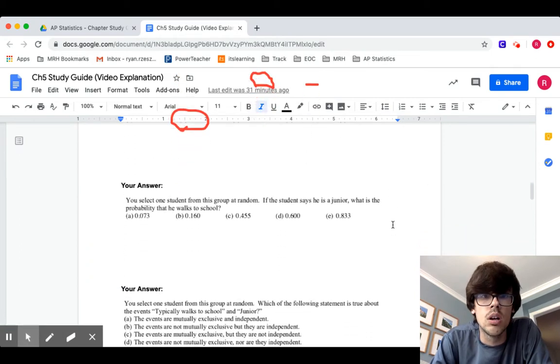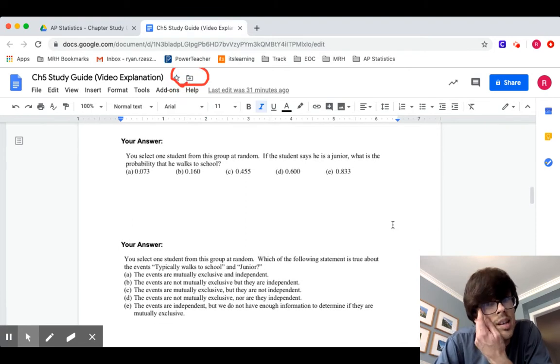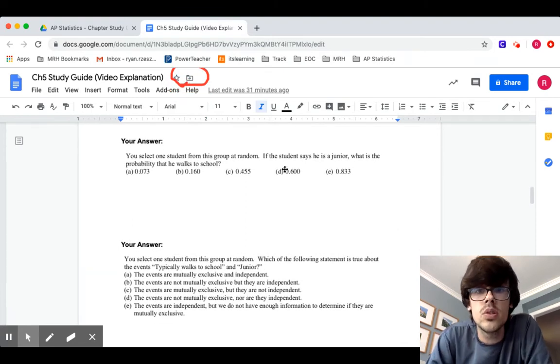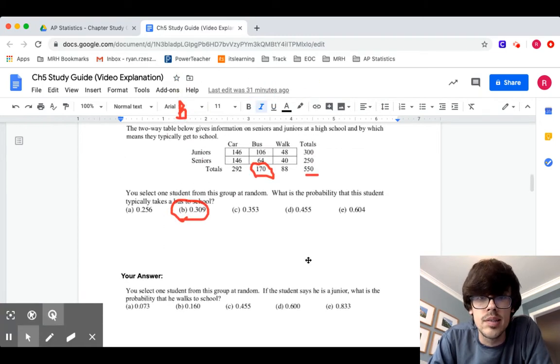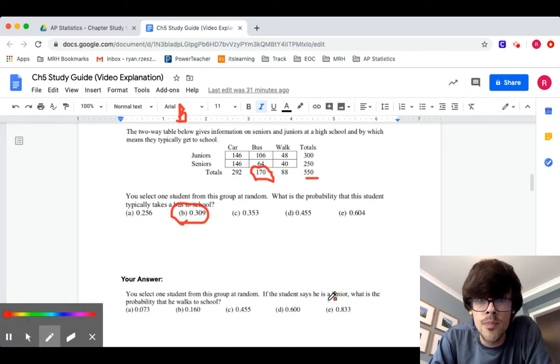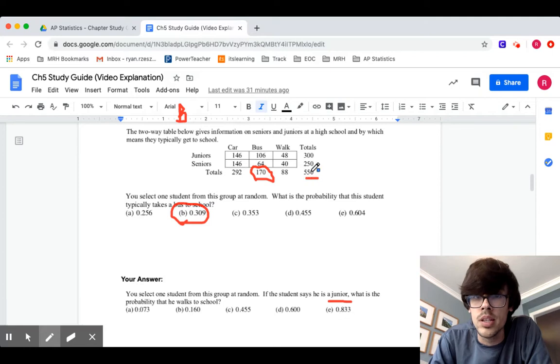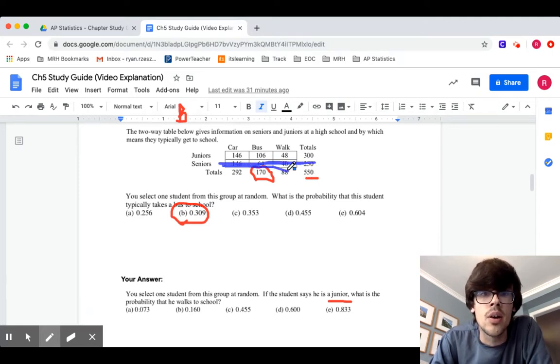Moving on to our second question here. Using the same table, now it says if the student says he is a junior, what is the probability that he walks to school? As soon as you see that phrase, they're locking in junior on this problem. The student says they're a junior. We no longer care about the whole group anymore. We're not out of 550 like on number 1. Now, everybody who's not a junior doesn't matter to us anymore. We don't care about all those people, just this top row right here of everybody who's a junior.